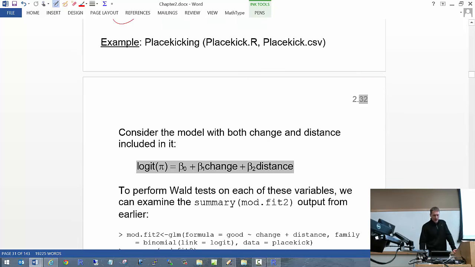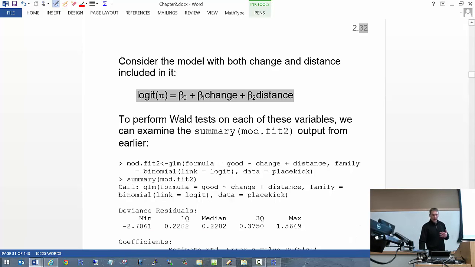So let's take a look at an example of how we can do this with the place-kicking data. Okay. So we have the change variable and the distance variable in our model. And what I would like to do is some hypothesis tests. In particular, I want to test, is beta 1 equal to 0? I'm going to do it with a Wald and a likelihood ratio test. Also, I'm going to separately test, is beta 2 equal to 0? With a Wald and likelihood ratio test.